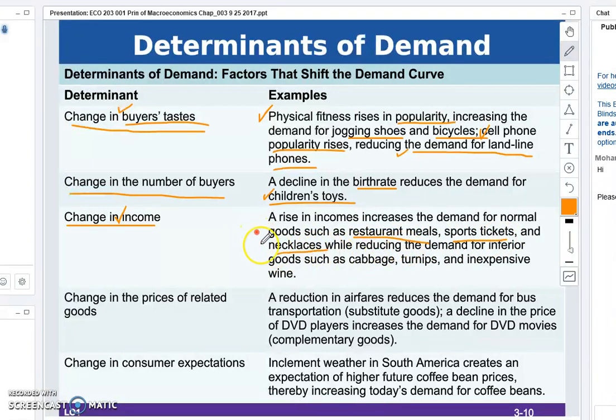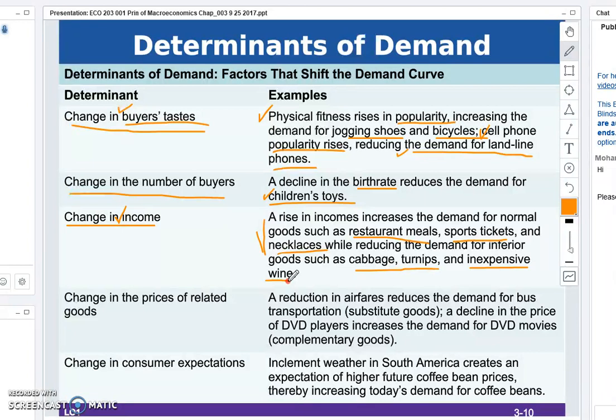Necklaces. So these are normal goods. As a result, demand will increase when income increases, and as a result, the demand curve will shift to the right. On the other hand, for inferior goods such as cabbage, turnips, and inexpensive wine, when income increases, demand will decrease. The demand curve will shift to the left.